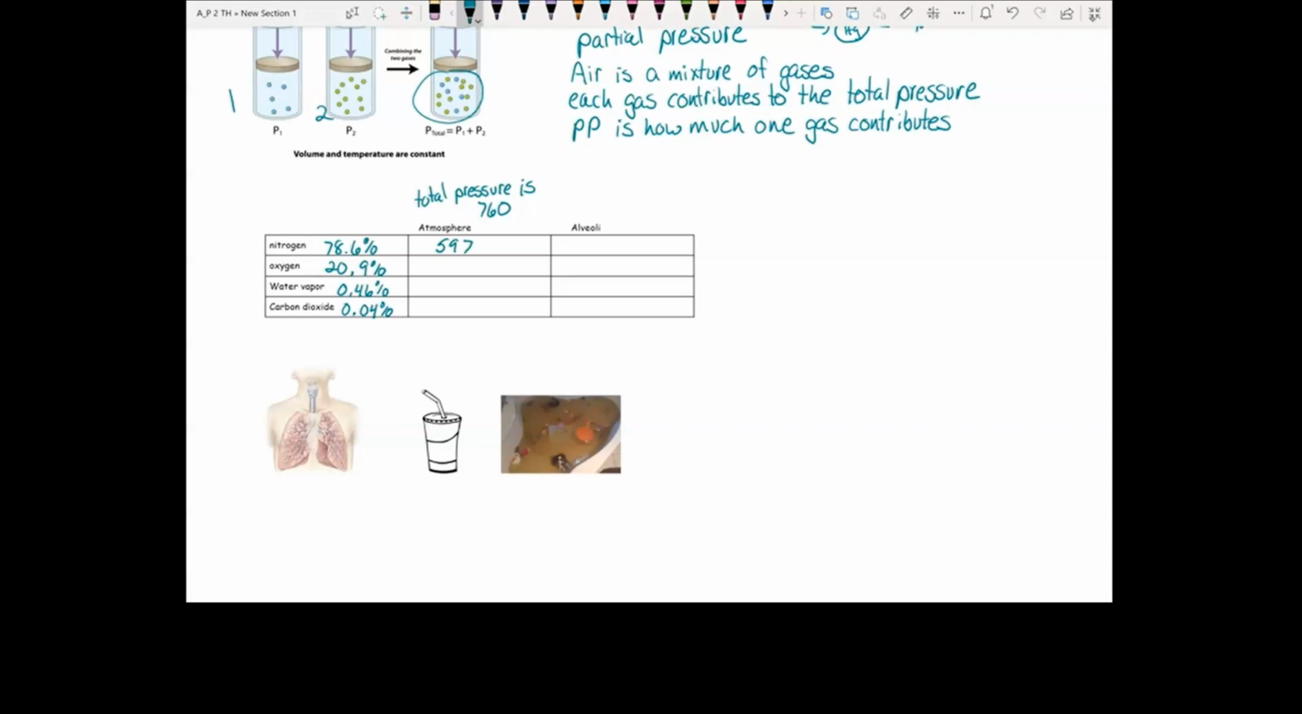If we take 20.9% of 760, we get that oxygen has a partial pressure of 159. Water vapor is 3.5, and carbon dioxide is 0.3. So now notice this column says atmosphere. So this is the air you breathe. This is what is in the room around you. The next column is alveoli. This is the air in your lungs.